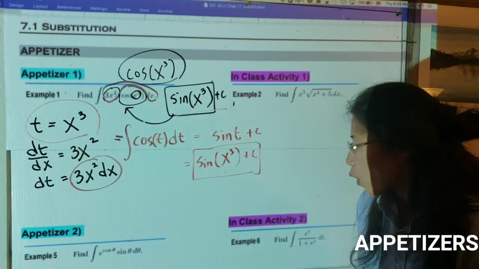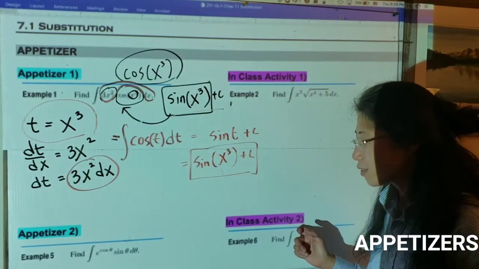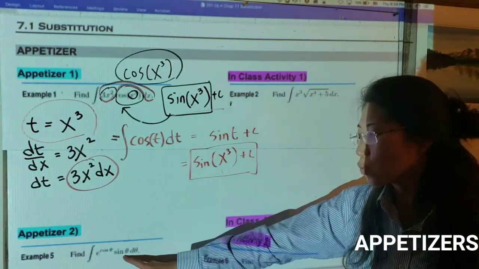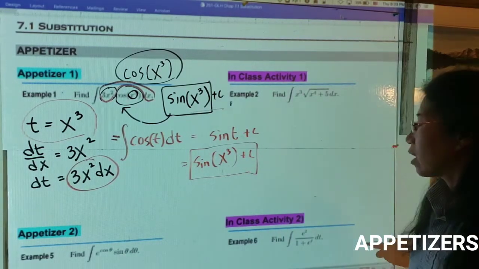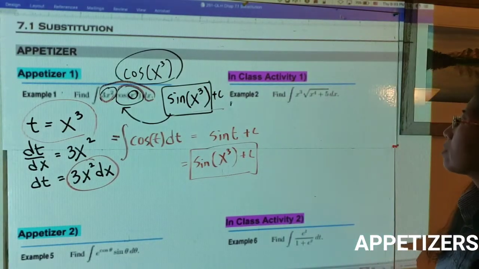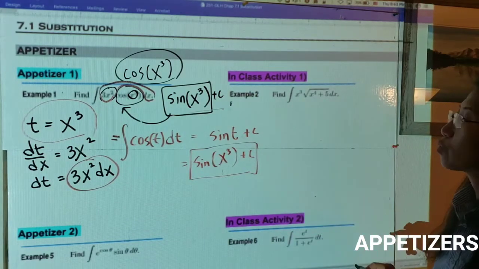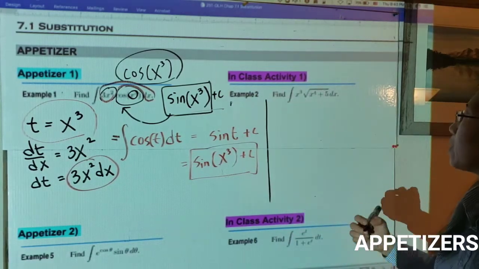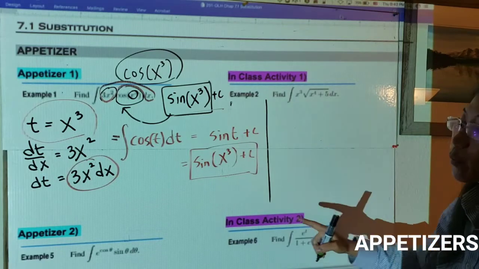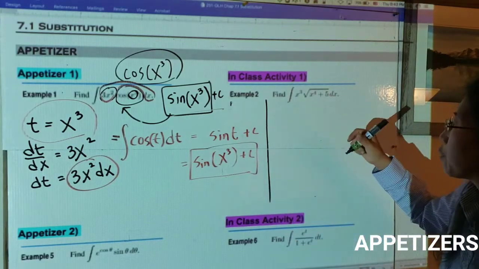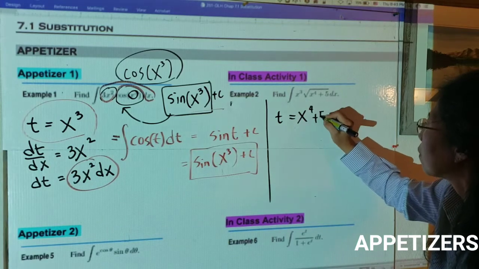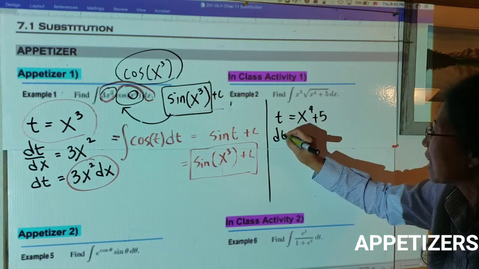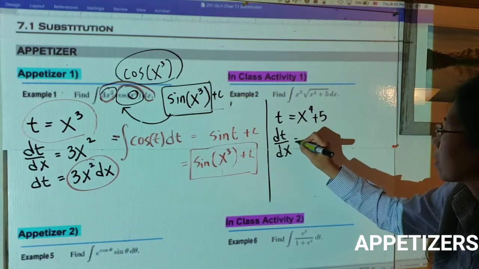Okay, so there are actually in-class activities, but since I did this one, I want to try. The tricky part here is what you're going to substitute, so I'm going to give you hints for the next three. I want you to try by yourself and then compare the answer with me. In this case, you can do all of them at once if you see it. But if you don't see it, I'm going to substitute t as x to the fourth plus 5. Continue with the t, and then you can find all the other values.